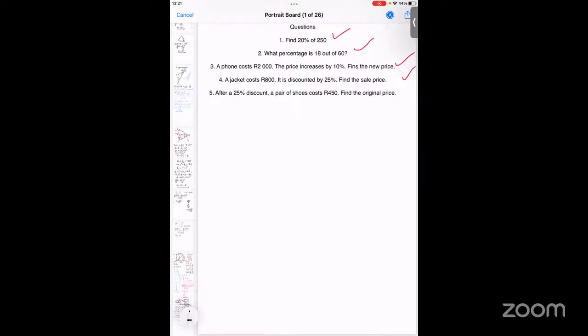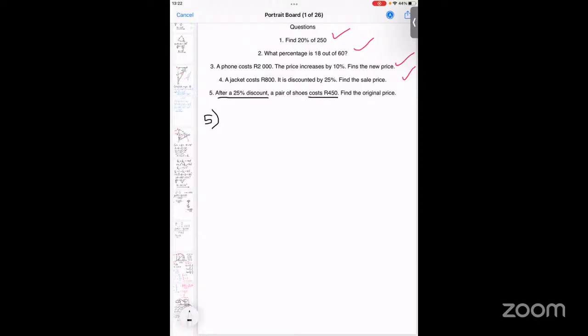Okay, let's jump on to the next one. Another thing, after a 25% discount, a pair of shoes costs 450. Now they say find out the original price. Okay. Then already we have an understanding that the original price must be more, because it is after a discount of 25%, whereby the cost was 450.